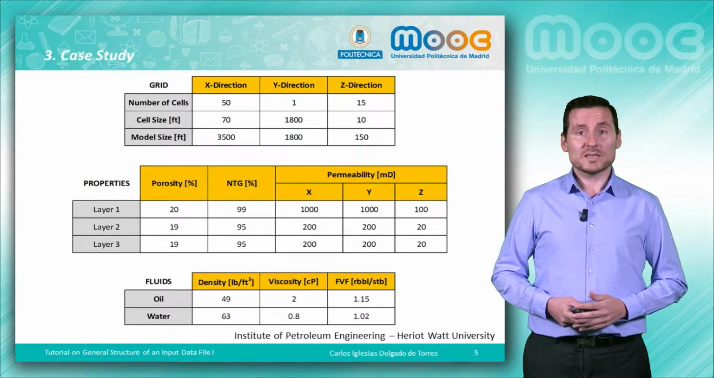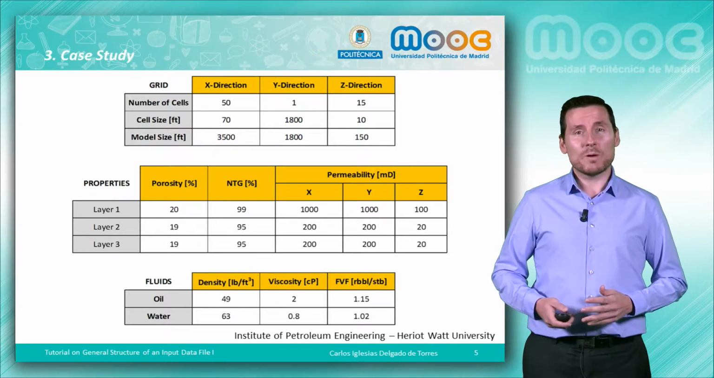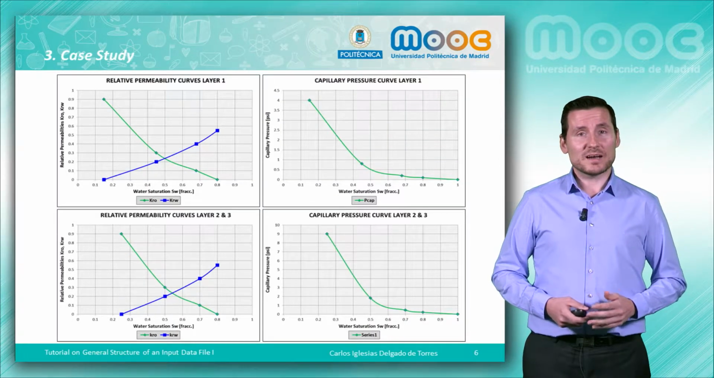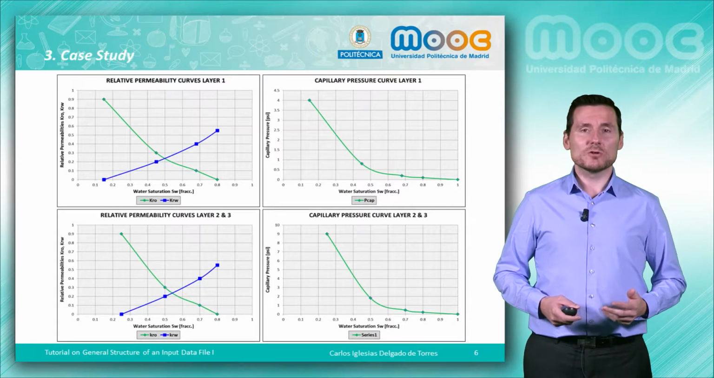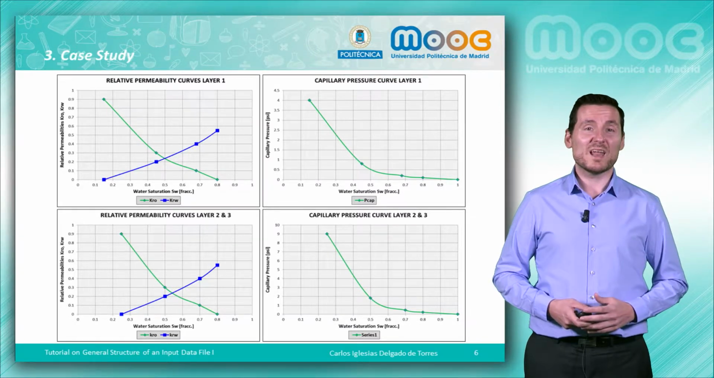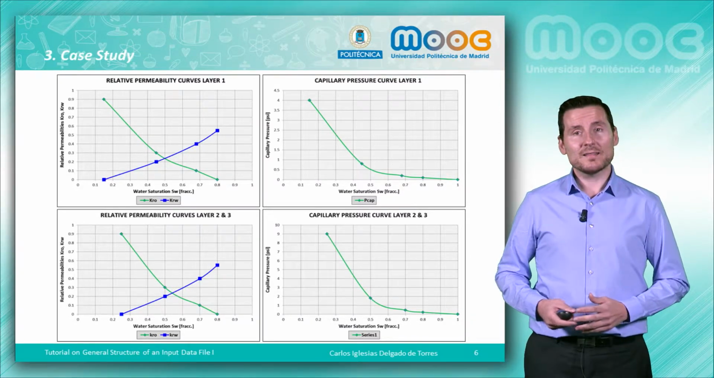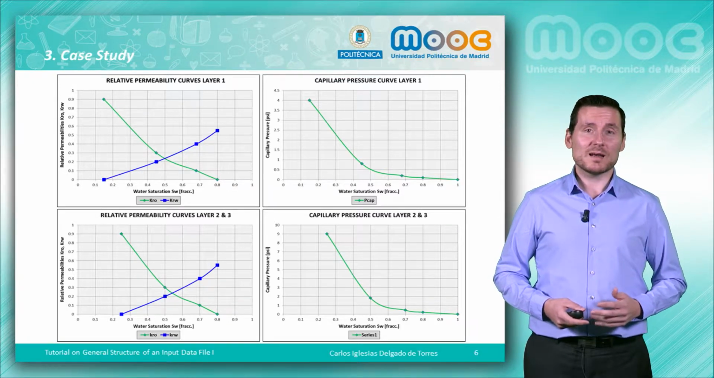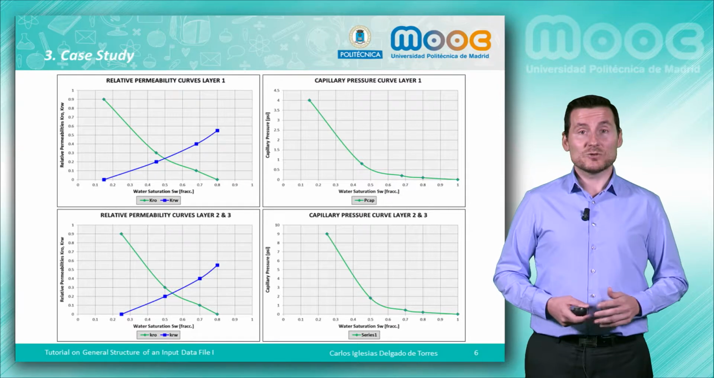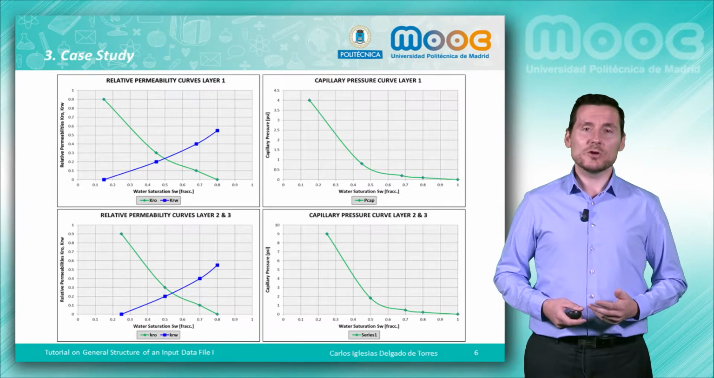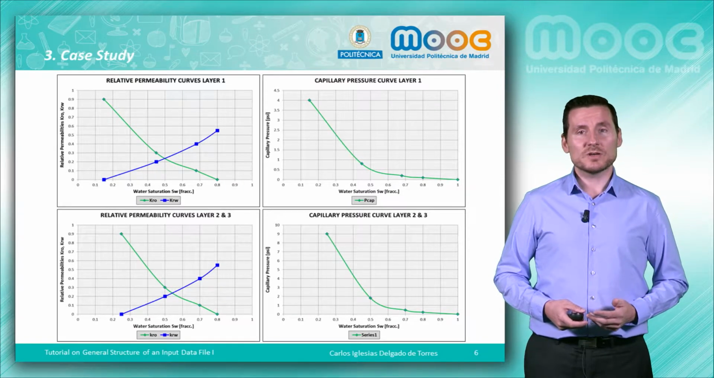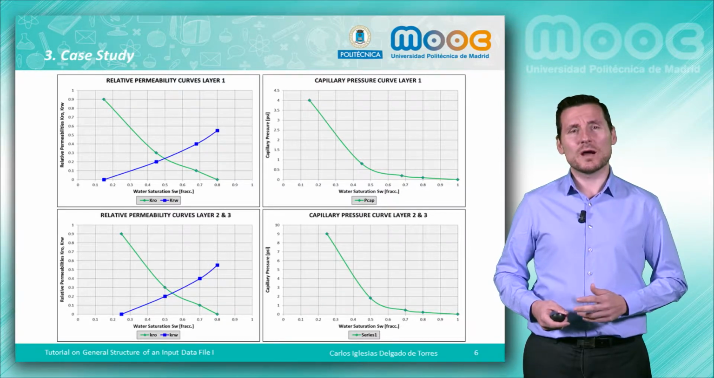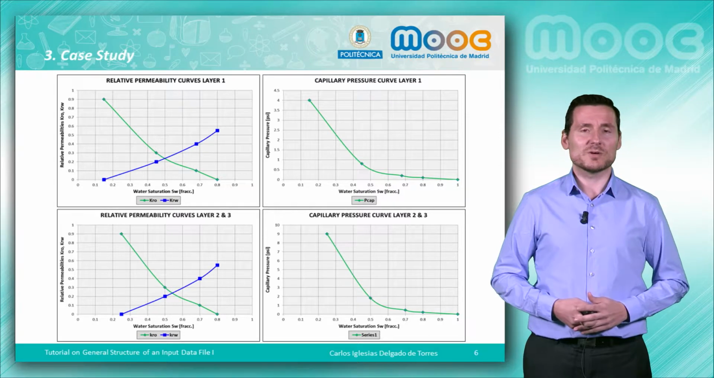There will be 1 injector in one corner and 1 producer in the opposite corner. In the upper plots, there is a graphical interpretation of the relative permeability curves and the capillary pressure curve applied to layer number 1. On the other hand, the lower plots show the same curves applied to layer number 2 and number 3. As you can see, analyzing the relative permeability curves, the residual oil saturation in layer number 1 is 15%, and in layer number 2 and number 3 it is about 25%.